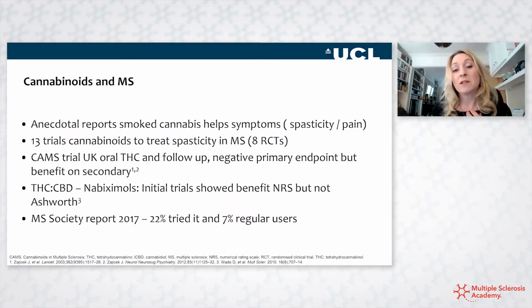So there's quite a lot of interest in cannabis-based products in multiple sclerosis, and anecdotal reports where cannabis helped with symptoms. And this has underpinned all of the trials that have occurred. There've been about 13 trials looking at cannabinoids to treat spasticity in MS, and really one, the pivotal trial in 2010, the Novotna study, which showed an impact.